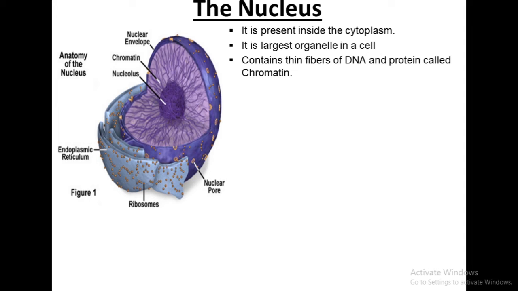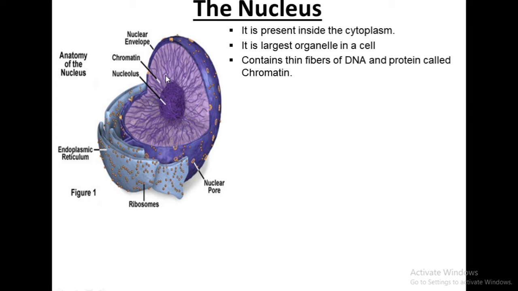It contains thin fibers of DNA and protein called chromatin. So why DNA and protein? Because DNA and histone proteins together, when they coil together in a supercoiled fashion, they form chromatin. And these chromatins, what you see here, these thread-like structures, are nothing but the chromatin, which is actually a condensed form of DNA, and this condensation happens because of the very special protein called histone proteins.